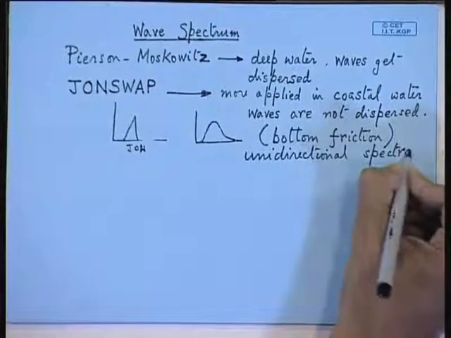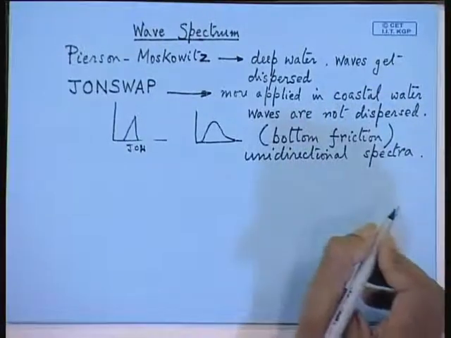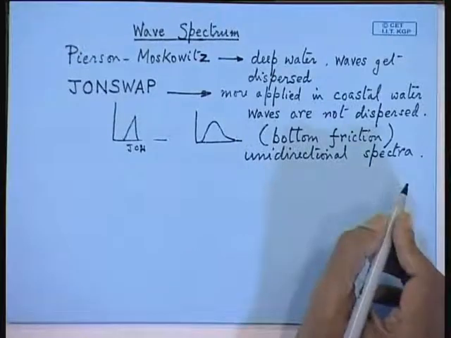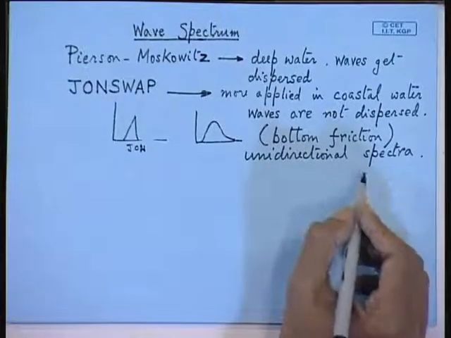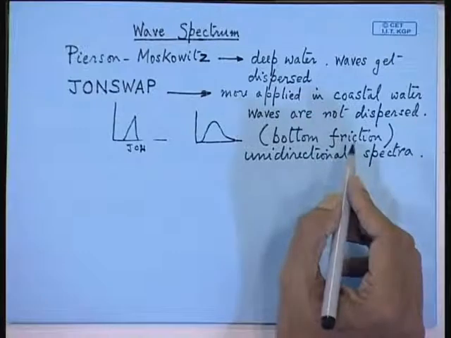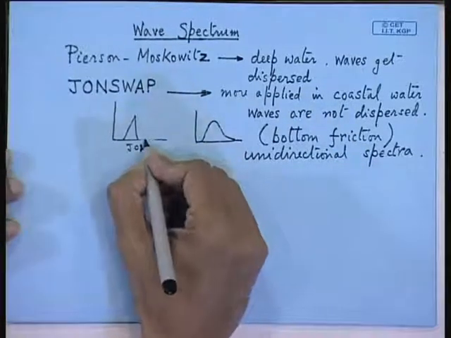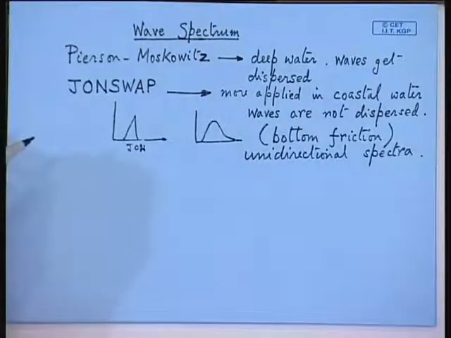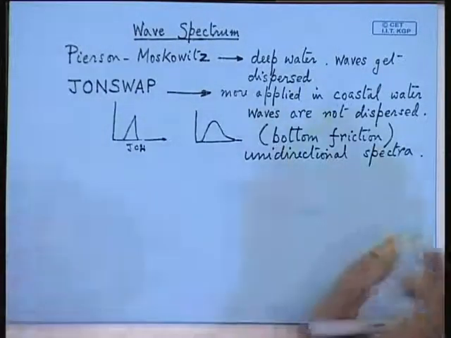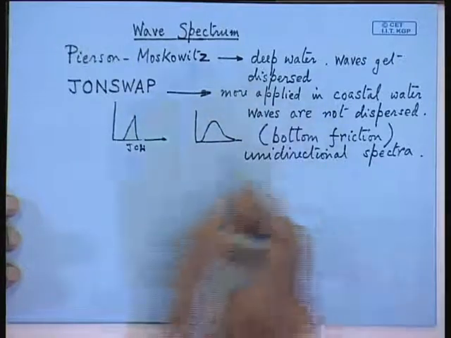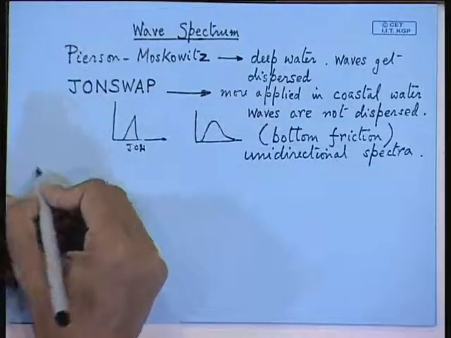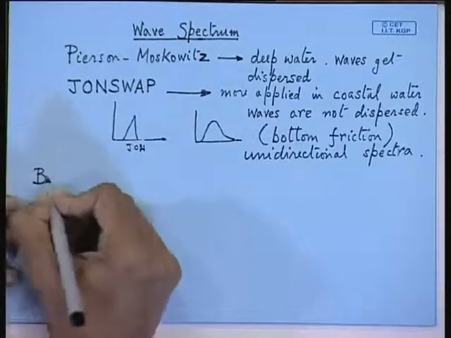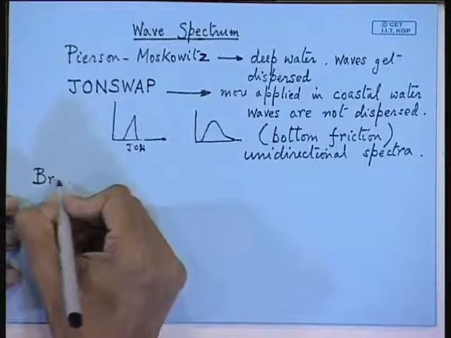So, I have given you two spectra, one with the theta term, that is your directional spectra, and the other is the unidirectional spectra. Unidirectional spectra more or less you apply the JONSWAP model for coastal waters. So, you have to be careful where you apply the spectra. Now, there are other spectra also. This is called Bretschneider, but this is a little bit outdated now, though it was widely used at one time.